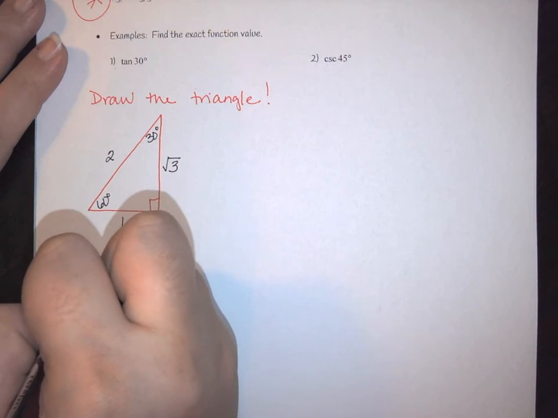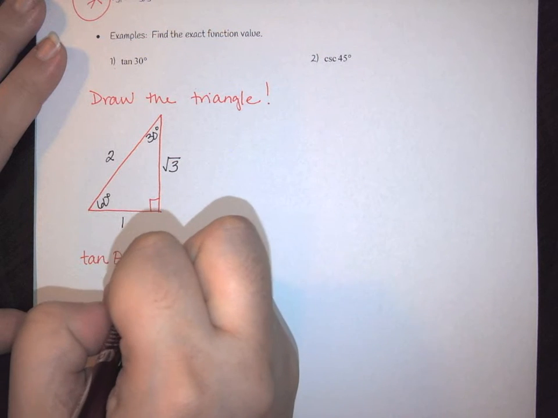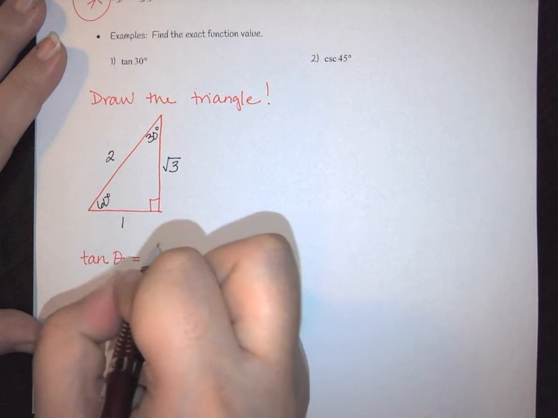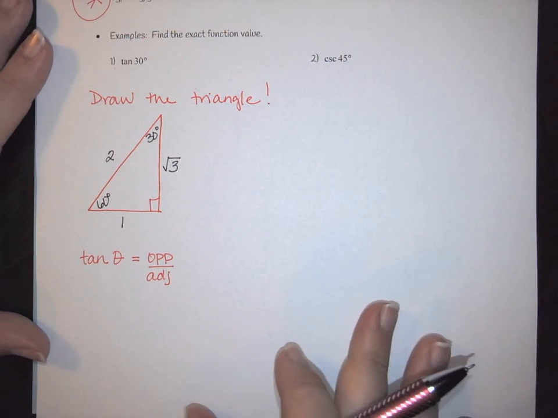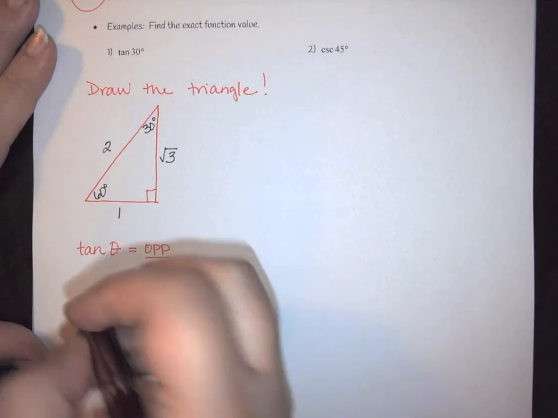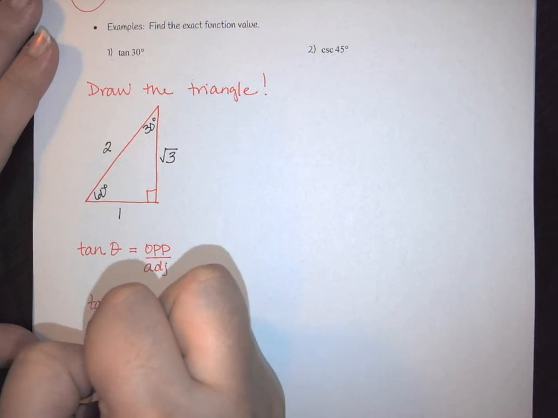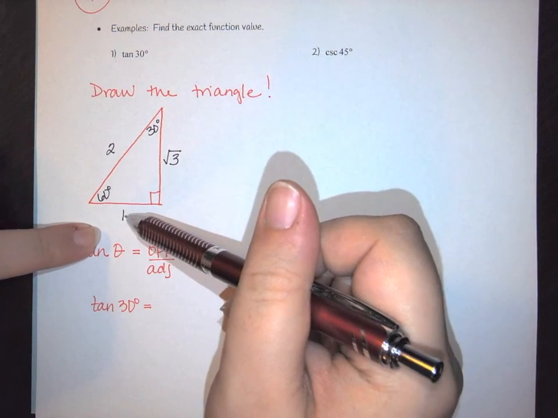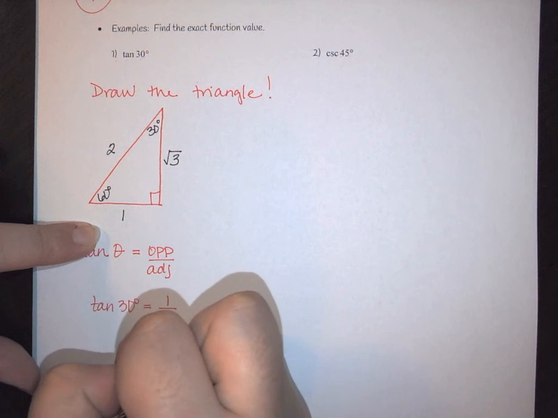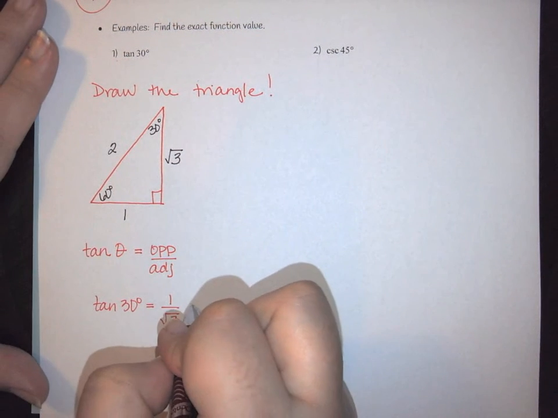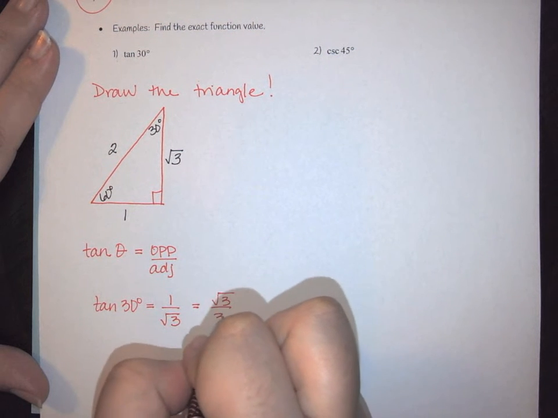We know that the tangent of any angle is going to be opposite over adjacent. So specifically, we want to look at 30. So we want the tangent of 30 degrees. And so this is going to be opposite over adjacent. So we start with 1 over the square root of 3. We're going to rationalize, so we end up getting the square root of 3 over 3.